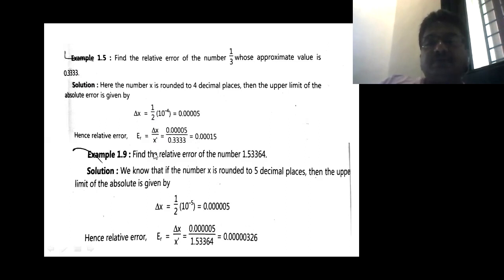So the next question is: find the relative error of the number 1.53364. So again this number is rounded to 5 decimal places, and therefore the upper limit of absolute error, or just say absolute error, is delta x equal to 1/2 10 raised to minus 5, that is 0.5 times 10 raised to minus 5. And then relative error is absolute error divided by the value of the number given, 1.53364, and that is the relative error. The answer is 5 times 10 to the minus 6. So the question is: find relative error, and the answer is this.